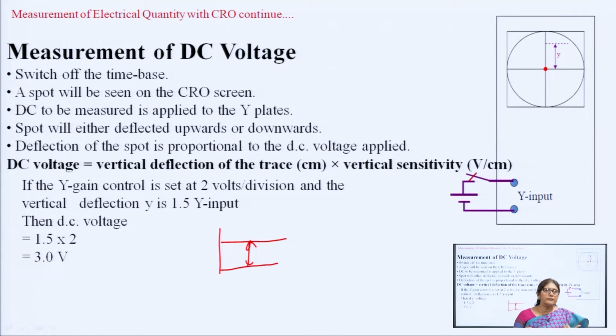So, the time based generator is turned off, and then suppose the knob of volt per division, which I discussed previously, is at 2 volt per division, and this amplitude is suppose 1.5 divisions, 1 whole division and 0.5 of another division, that means 1.5. So, the total amplitude will be 1.5, the divisions covered by this spot, multiplied by 2, the 2 volt per division. So, the amplitude is 3 volt.